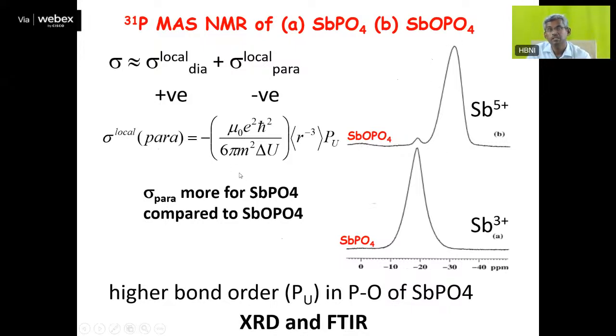So what is happening is that, because of this decrease in the oxygen electron density, the bond order of the PO linkages decreases. The P electron imbalance decreases.